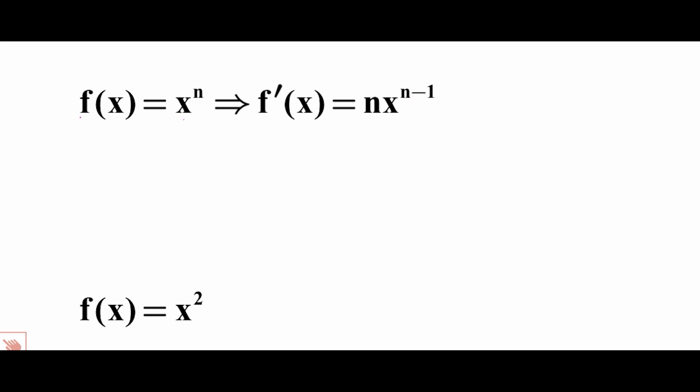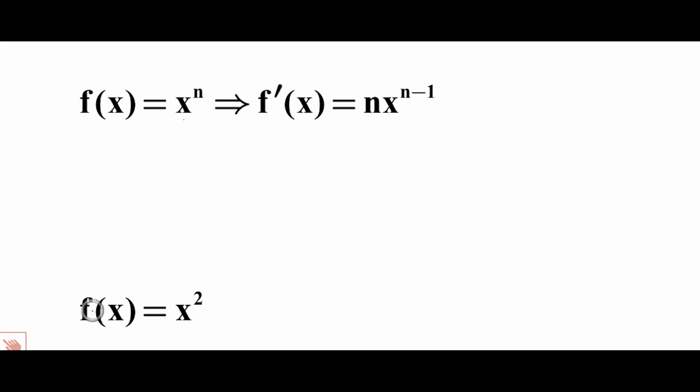So if you have a variable raised to a constant, such as x to the nth power, it's very useful and really simple. All you have to do is bring that power down to the front of the term as a coefficient, and then reduce the power by 1.